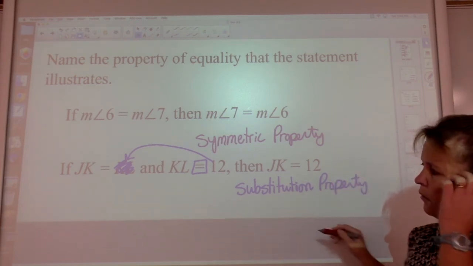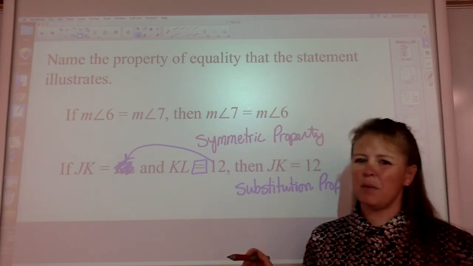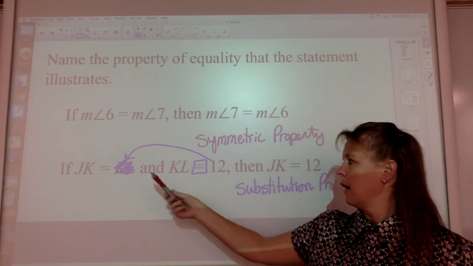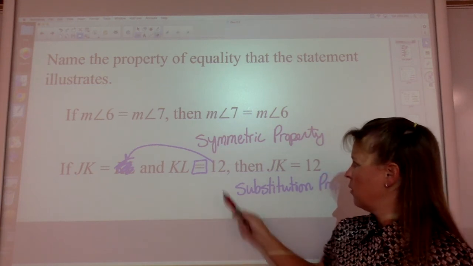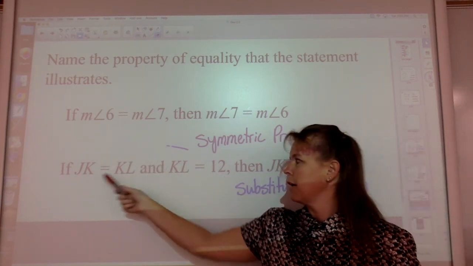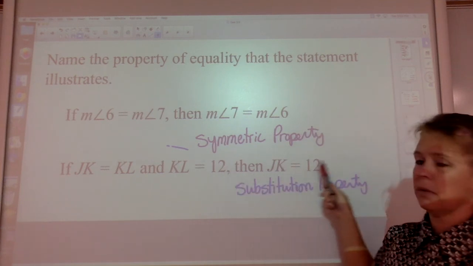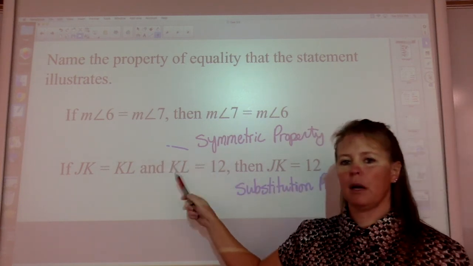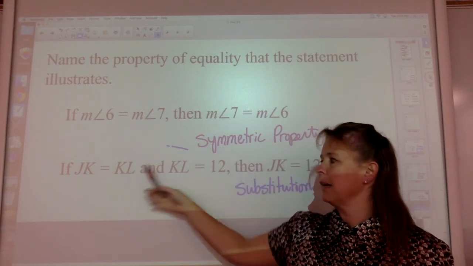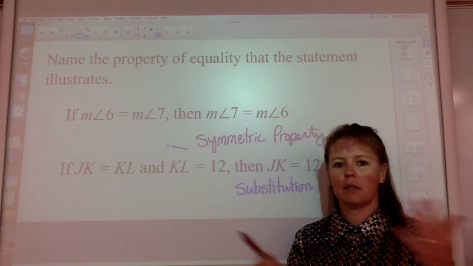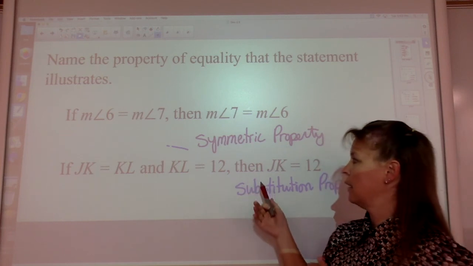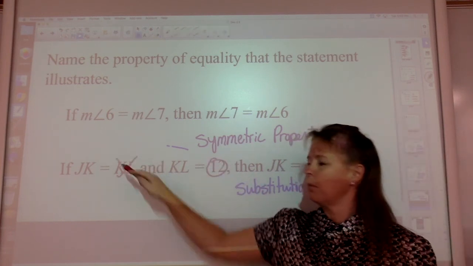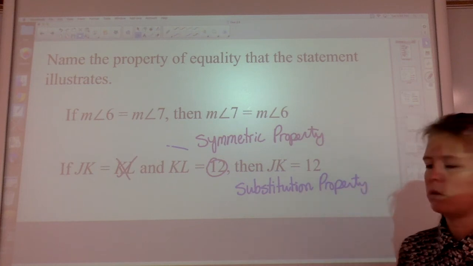And you might wonder, before I go on, couldn't it be the transitive property? Zoe, Chloe, Joey? Okay, maybe, but normally in the transitive property, you would have segment, segment, segment, or angle, angle, angle, or number, number, number. In this case, we're mixing measures of segments with what they're equal to. So basically, we're just taking this 12, putting it in place of the KL, and calling it substitution.